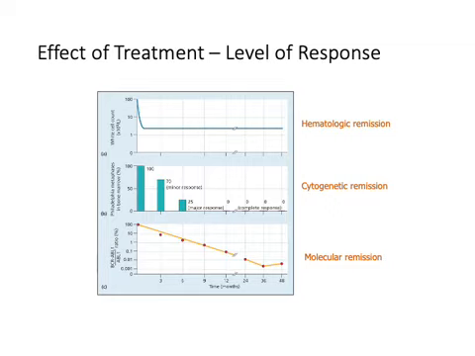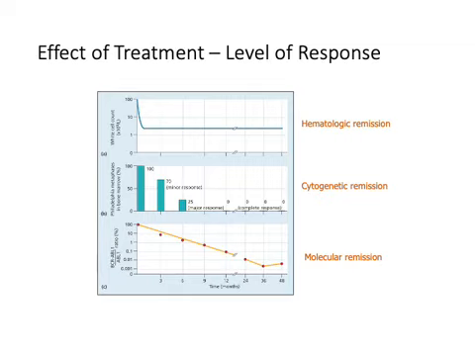Molecular response is assessed by the ratio of BCR-ABL transcript to ABL1 transcript, and it is expressed as BCR-ABL percentage on a log scale, where 10%, 1%, 0.1%, 0.01%, and 0.001% corresponds to a decrease of 1, 2, 3, 4, and 5 logs, respectively, below the standard baseline.